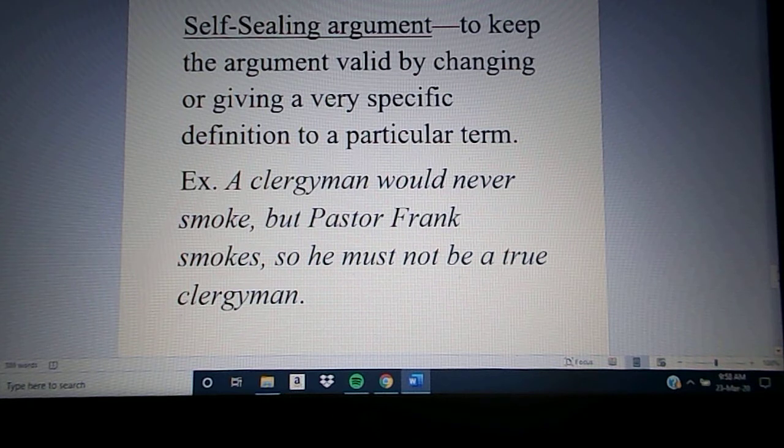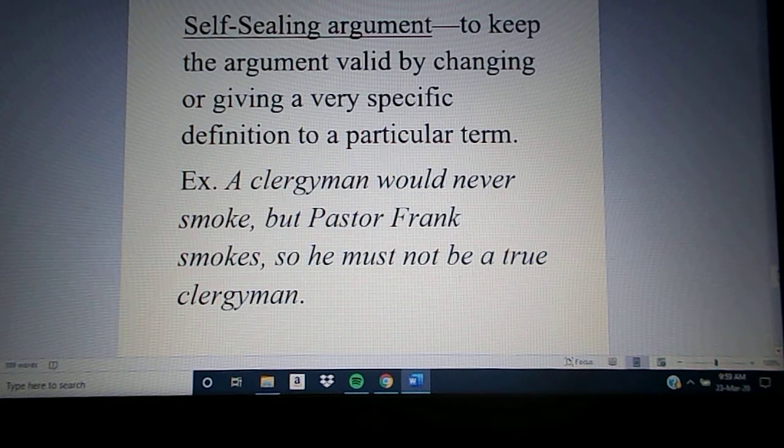So, for example, a clergyman would never smoke, but Pastor Frank smokes, so he must not be a true clergyman. So the person makes the argument that a clergyman would never smoke. Well, okay, I present him with this counterexample. Here's a clergyman who does smoke. And so rather than admitting that I must have been wrong, maybe some clergymen do, instead of taking a more moderate stance to his argument and saying, well, usually clergymen don't smoke, instead of doing that, this person goes back and insists that his definition is right. A clergyman is a person who doesn't smoke. Therefore, this Pastor Frank clearly isn't a real clergyman, because if he was, he wouldn't smoke. Okay? So we're trying to change the argument time and time again.